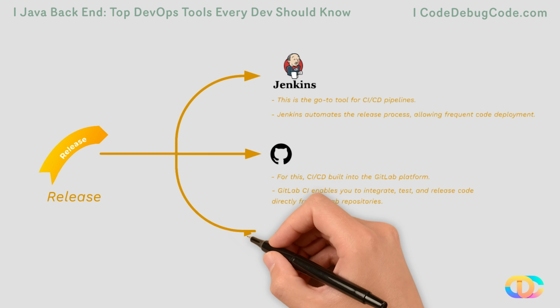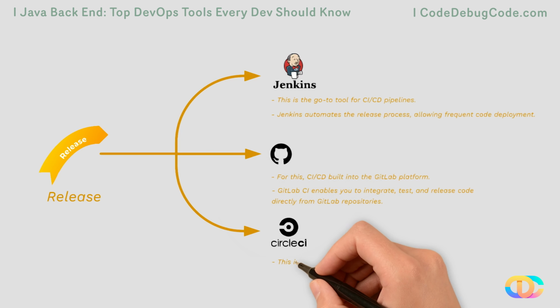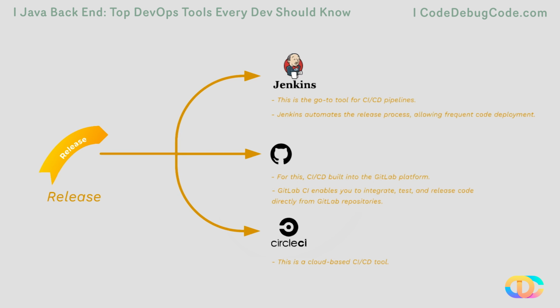Last but not least, is Circle CI. This is a cloud-based CI/CD tool. Circle CI automates testing and deployment, integrating with GitHub and Bitbucket.